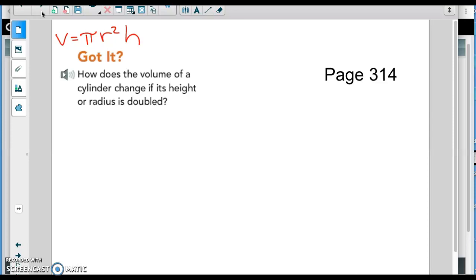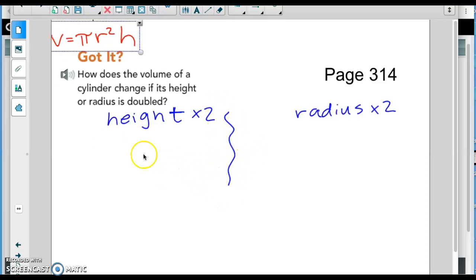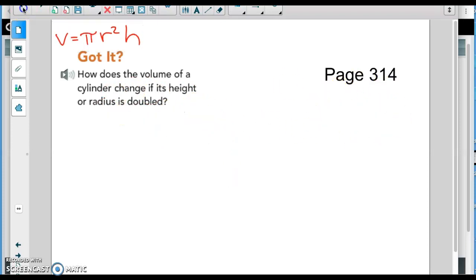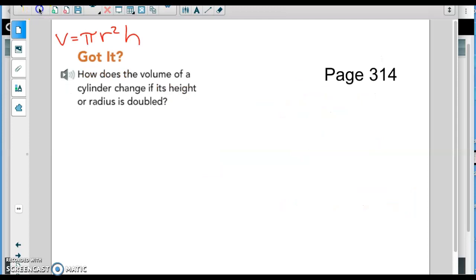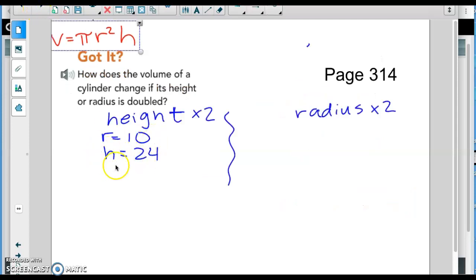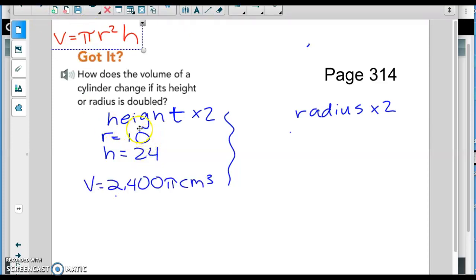Okay, let's keep going. How does the volume of a cylinder change if its height or radius is doubled? So I would split this up in a little T-chart. We're going to do height doubled right here and radius doubled over here. So if our height, let's take this cylinder for example, if our height was 12 and our radius was 10. So if we doubled the height, we would get 24 and our radius is going to stay 10. Just for the sake of some mental math, we're going to do in terms of pi still. So we would do 10 squared, 100, times 24, and we would get 2400 pi centimeters cubed.